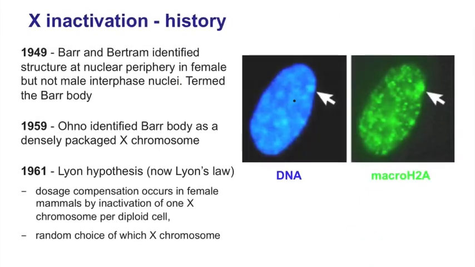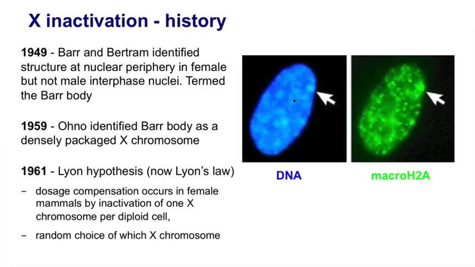Another way to see the Barr body is shown in this slide, where you can see on the left we're staining the DNA in blue with a DNA intercalating dye, and again you can see indicated with the arrow the Barr body, this region that's more densely staining at the nuclear periphery, which is only found in the female cells.